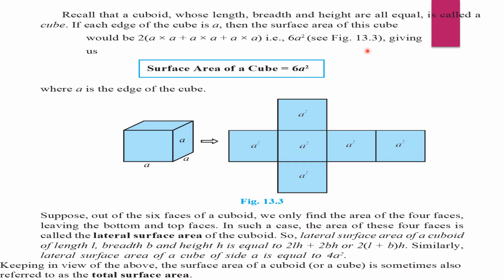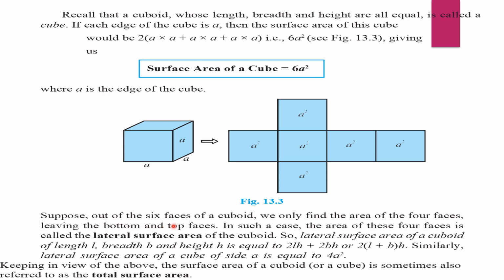See figure 13.3. See here. This is a cube and we have used 6 squares of side A units, giving us the surface area of a cube equal to 6A square. Please remember this formula, my dear children, to find the surface area of a cube. Memorize this formula well, where A is the edge of the cube. Okay, my dear children, right.